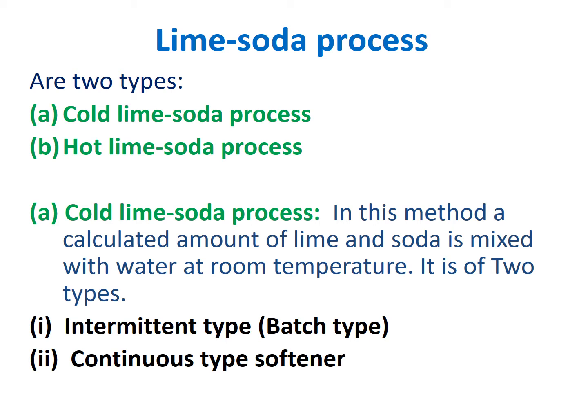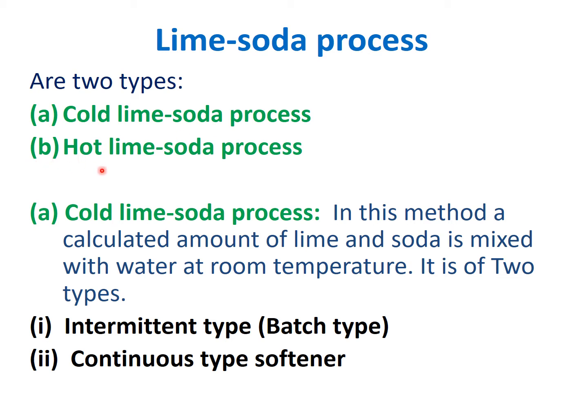So as we know, lime soda process is of two types. One is the cold lime soda process, as its name indicates, this process is achieved by mixing all the chemicals and hard water with the help of a mechanical stirrer at room temperature. We can remove hardness causing salts and can easily convert hard water into soft water.